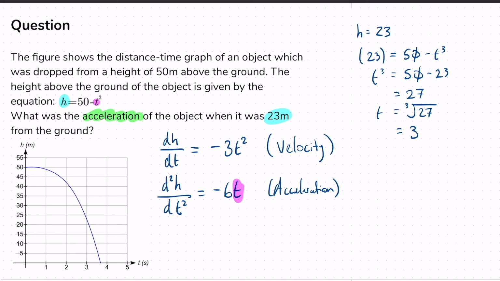So now I'm going to substitute in 3 into this equation. And what do I get? Well, that is equal to, let's put acceleration over here, negative 18 meters per second squared, which makes sense because it's falling, so it is accelerating downwards.